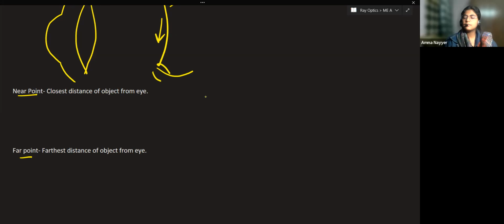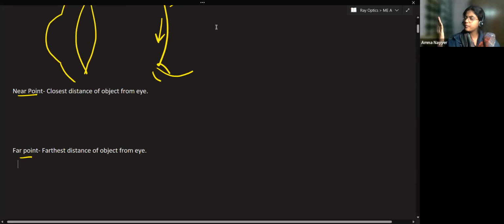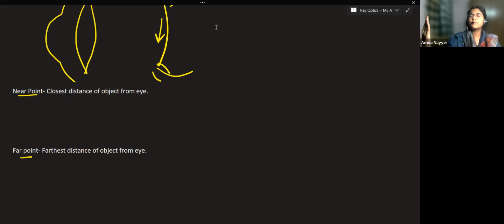Now, near point is the closest distance of the object from the eye. Let's say this much distance. At this particular distance, I am able to see my hand clearly. But when I shift it to this distance, let's assume I'm not able to see it the way I was able to see it. Or even better, take a pen. At a certain distance, you are able to see the pen clearly. Then a distance comes when it starts becoming two, then it becomes blur. So the point where you are able to see it clearly is known as the near point of the eye.